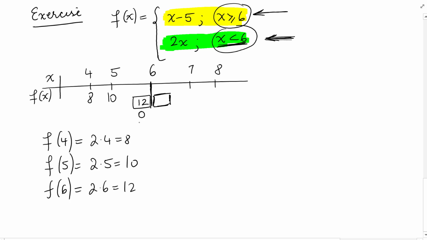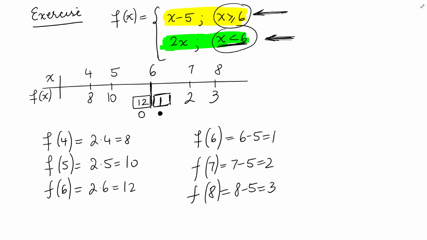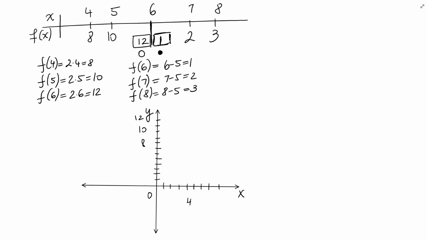And now let's do the other ones as well. F of 6 with this line is going to be 6 minus 5, which is 1, here with a closed dot. And let's calculate f of 7 and 8. So now that we have this table of values, let's graph them.